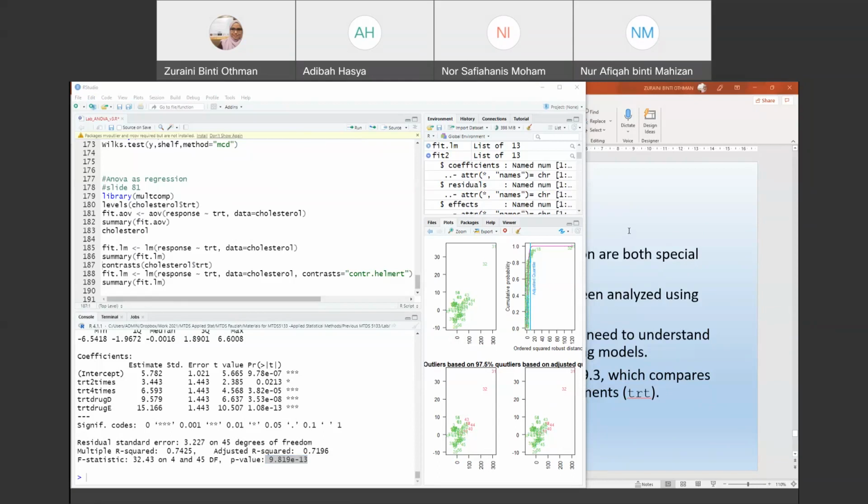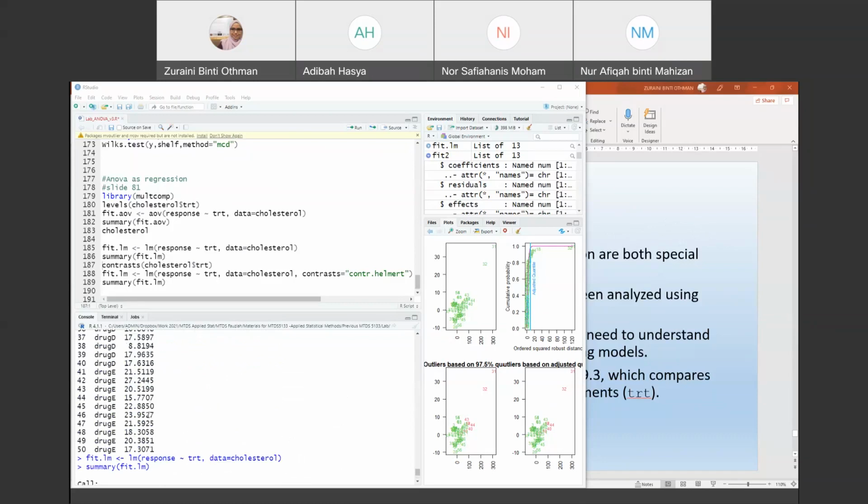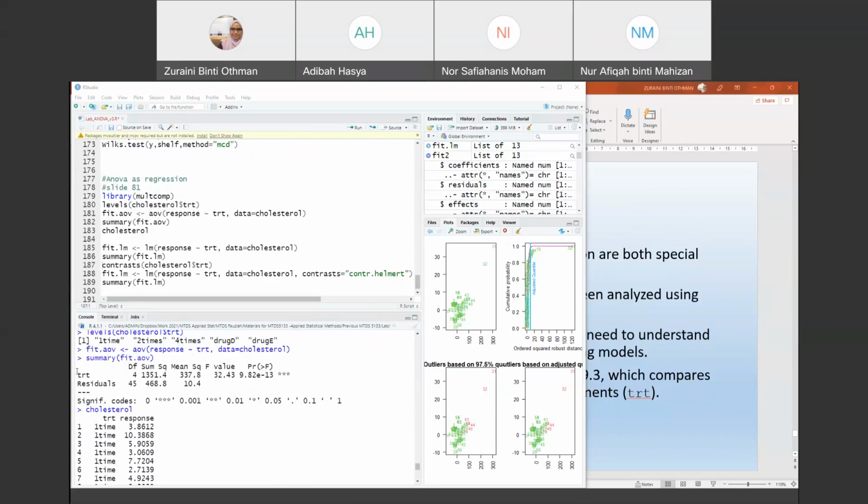Kat sini kita nak tengok apa? Because linear model requires numeric predictors, when the LM function encounters a factor, it replaces the factor with a set of numeric variables representing contrasts among the levels. If the factor has k levels, k minus 1 contrast variables will be created. Okay, so then kita tahu bahawa by using the linear model, kalau kita guna analysis of variance, kita akan dapat satu je kat sini. Which is the, apa tadi tu? Drug regimen dia tu kan.